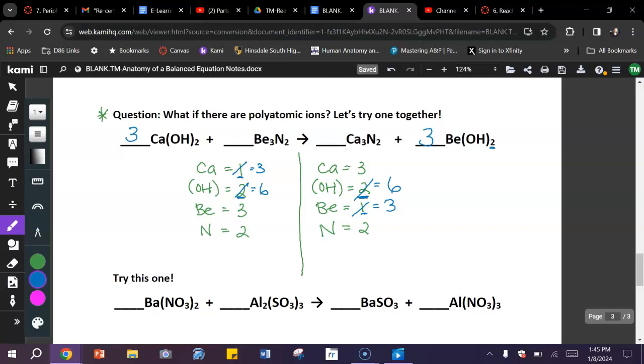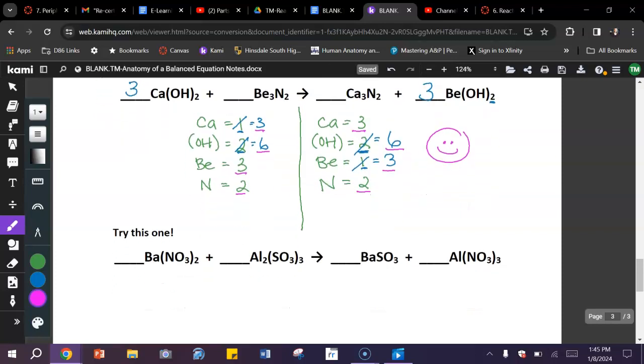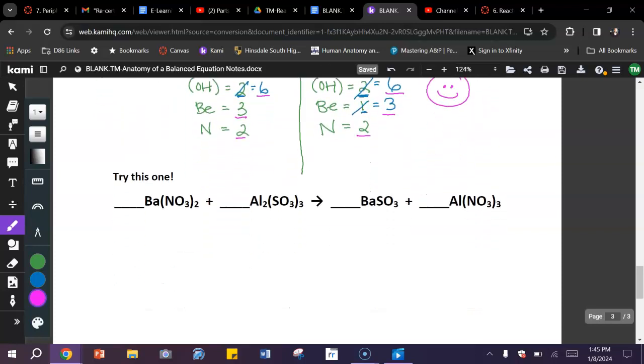And now if I look at my numbers, I have 3 calciums on each side, 6 hydroxides on each side, 3 berylliums on each side, and 2 nitrogens on each side. So here I am all balanced. Let's try another one. So here, let's draw our line for our grocery list.